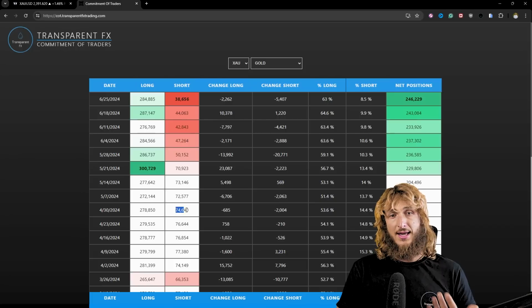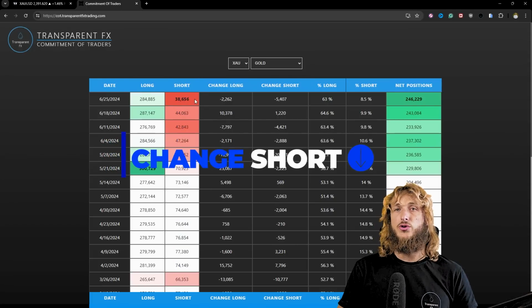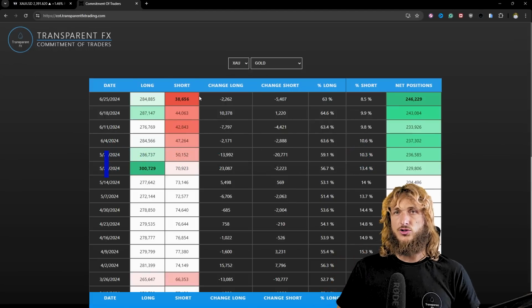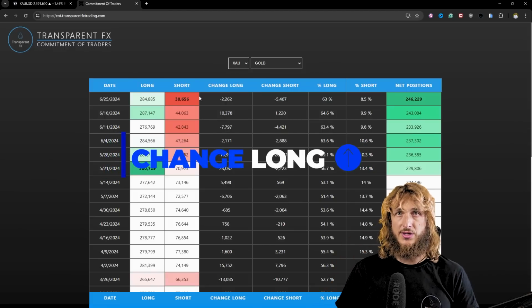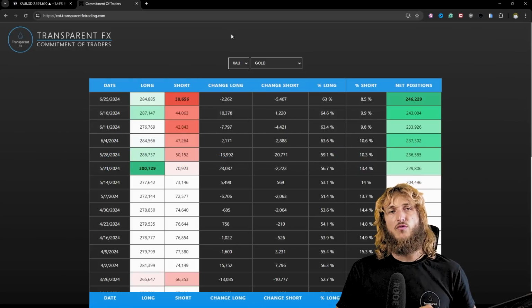We can see here that already here we had 74k shorts. Now we have only 38k shorts from an institutional perspective. So they are closing their shorts and they have a massive amount of longs. That is obviously bullish for gold. So let's keep that in mind and move back to the chart.